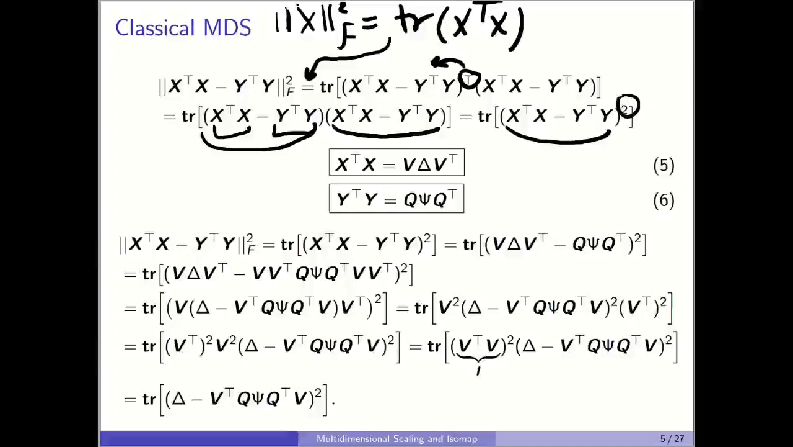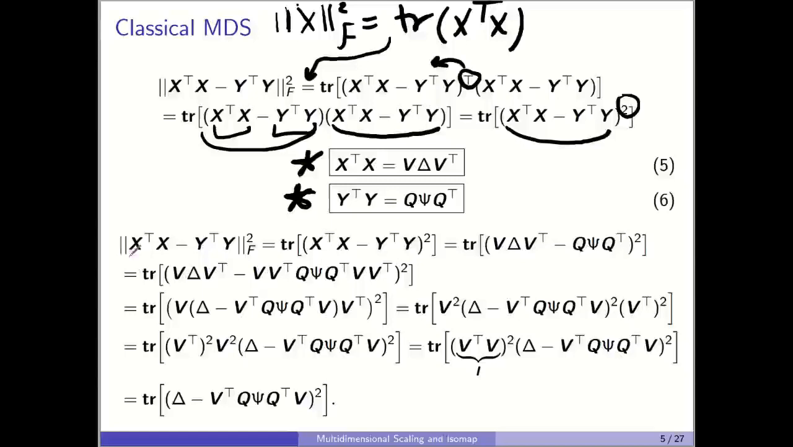keep it here. Let's now apply eigenvalue decomposition on X transpose X and also on Y transpose Y, where V is the eigenvectors of X transpose X, delta is the eigenvalues of X transpose X. Here Q is the eigenvectors of Y transpose Y, and psi is the eigenvalues of Y transpose Y. So this is the eigenvalue decomposition.